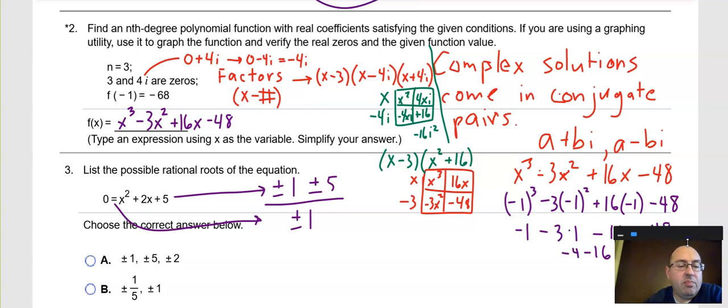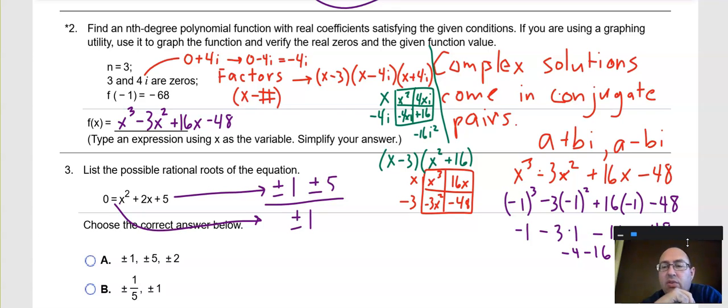Secondly, find an nth degree polynomial with real coefficients satisfying the given conditions. If you are using a graphing calculator or graphing utility, sounds like it came from Batman's belt, graphing calculator or Desmos, use it to graph the function and verify the real zeros and the given function value. Okay. Now, why would I need to graph? Oh, they just want me to check and see.